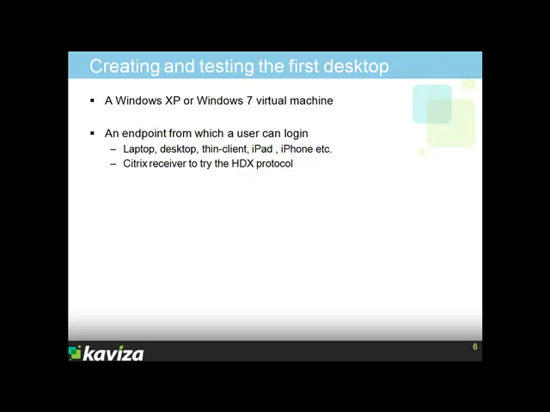Once you generate those desktops, you'll want to test it out with some sort of an endpoint. And the possible endpoints are laptops and desktops, thin clients, iPads, and iPhones, for example. You're going to need a Citrix Receiver on this endpoint device in order to be able to try out the HDX protocol. Now you can get that for free, and in other videos and documents we actually walk you through exactly where to get these components, and how to create the golden image. Here what we want to do is just quickly highlight for you exactly what you need to get started.